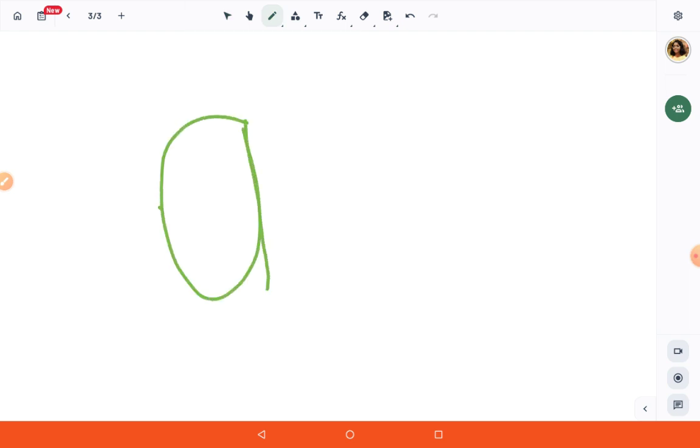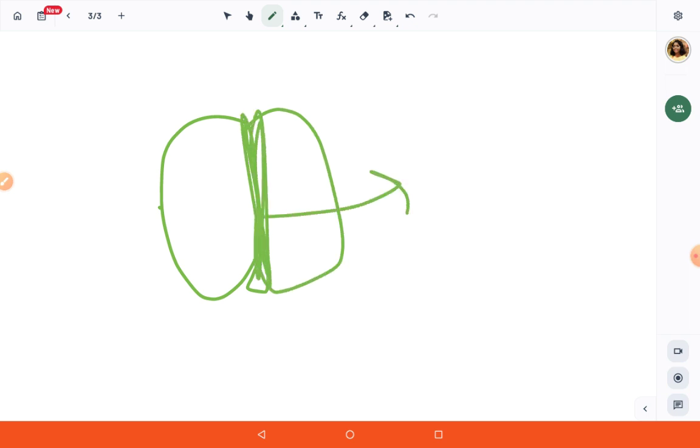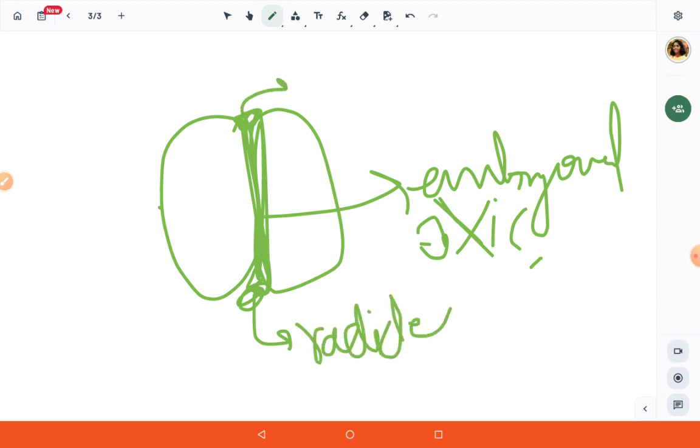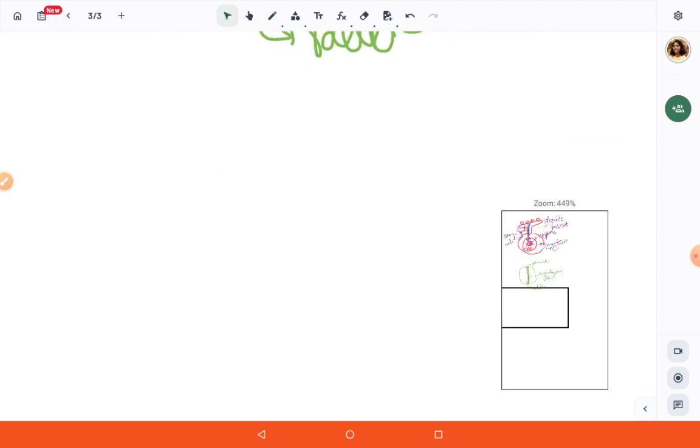Okay, this is your seed. This particular part is the embryonal axis. Okay, and from this point and this point we call it the radicle because it gives rise to the root, and this is the plumule because it gives rise to the stem or the shoot. That's it.